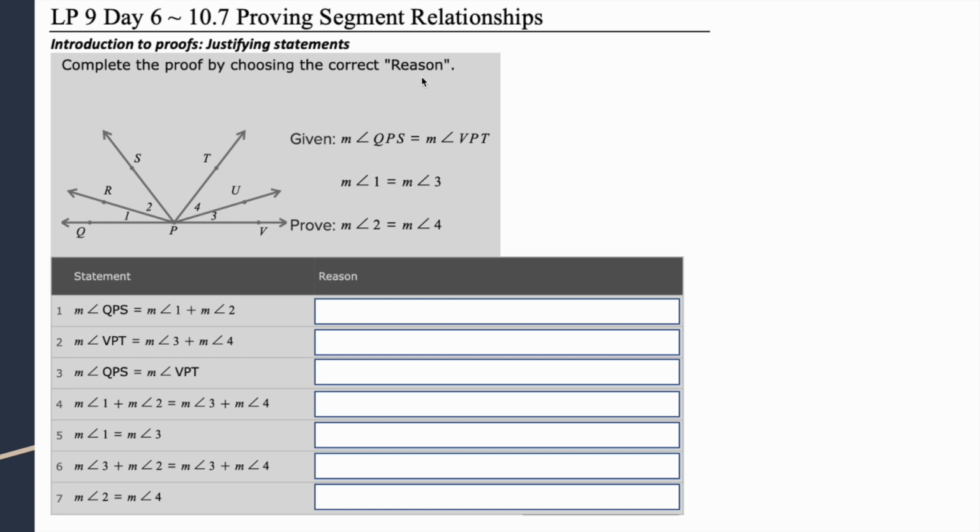So complete the proof by choosing the correct reason. They give you all the statements to get from what they give you at the beginning to the end where they want you to prove. Okay, remember, if you don't put it in the proof, it doesn't exist. I usually start with my given information, but they don't always start with given information, which is perfectly fine.